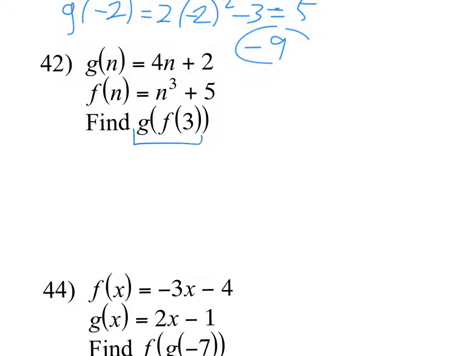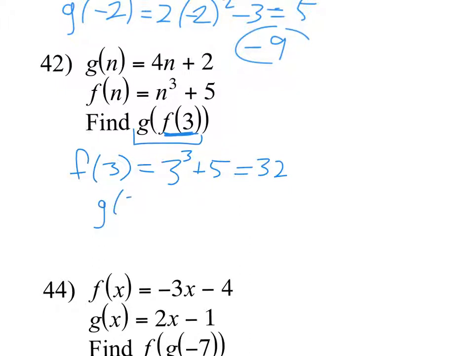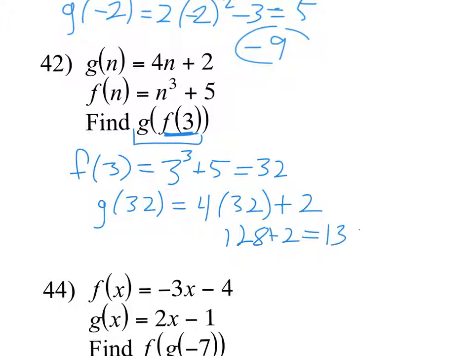42, now we've got composition. That means we're going to find the inside f of 3 first. And whatever we get, we're going to plug into g. So f of 3 is going to be 3 cubed plus 5. 3 cubed is 27. Plus 5 gives us 32. And then we've got g of 32. So 4 times 32 plus 2, that's 128. Plus 2 is 130.